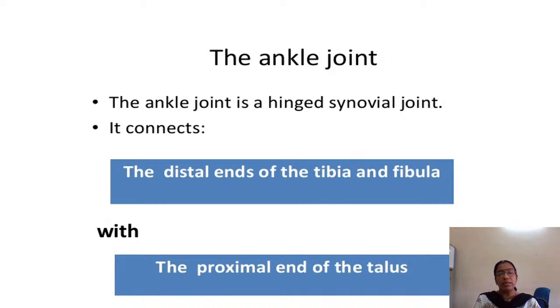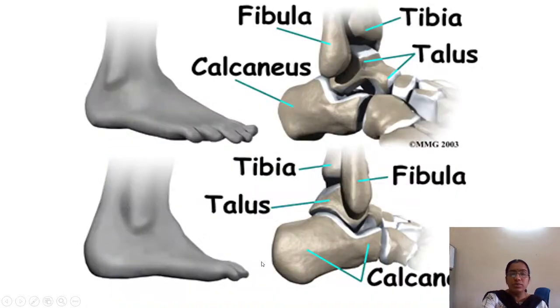Now coming to the articular surfaces, what is articulating with what to form a joint? The distal ends of tibia and fibula will be articulating with the proximal end of the talus. So if you see here, this is the distal end of the tibia and fibula. So these are the two bones of the leg. Tibia, medial bone, and fibula is a lateral bone.